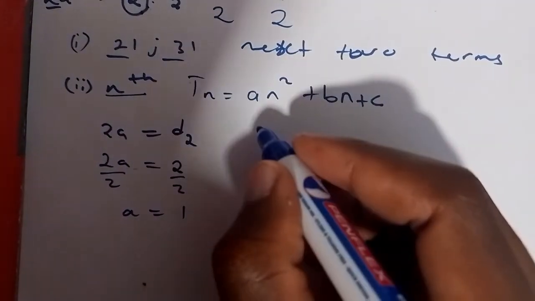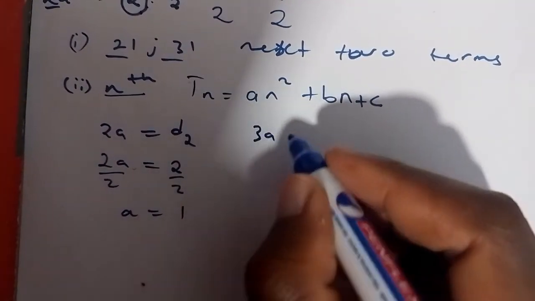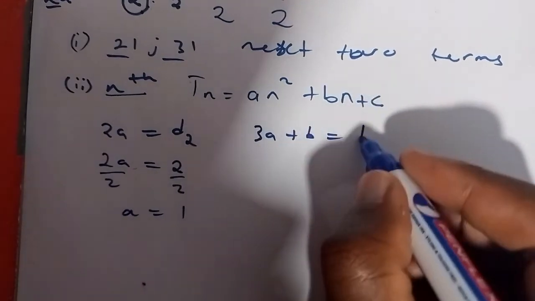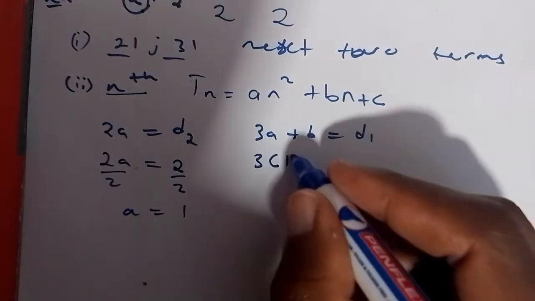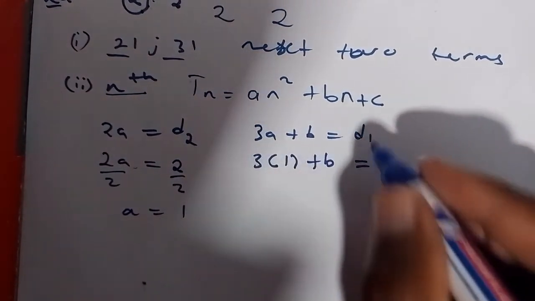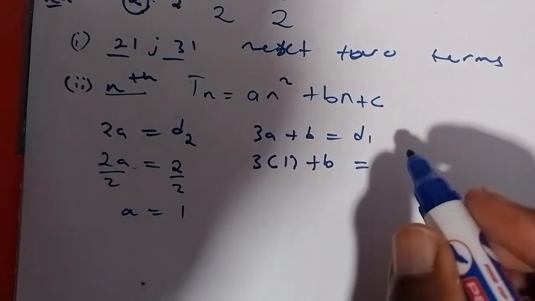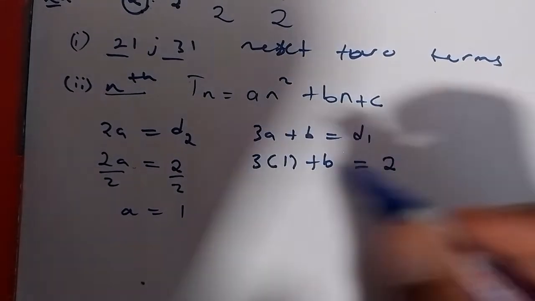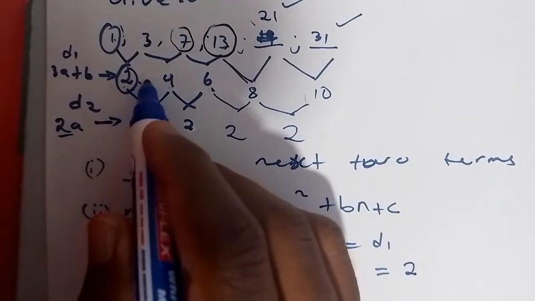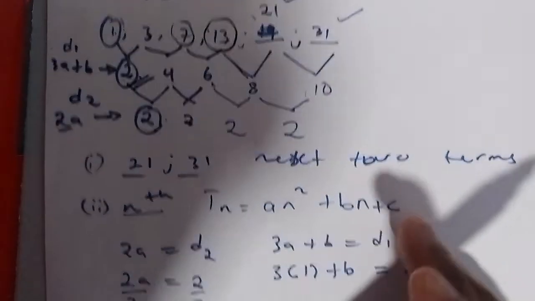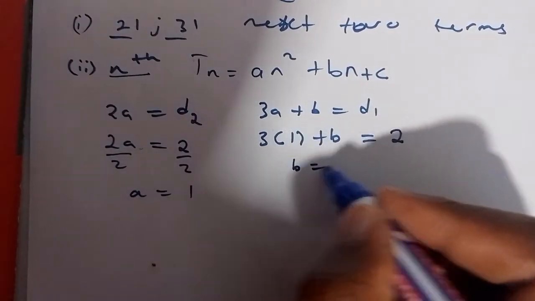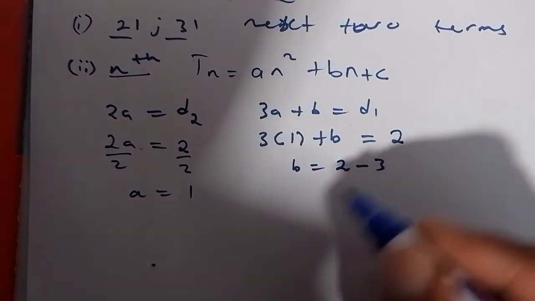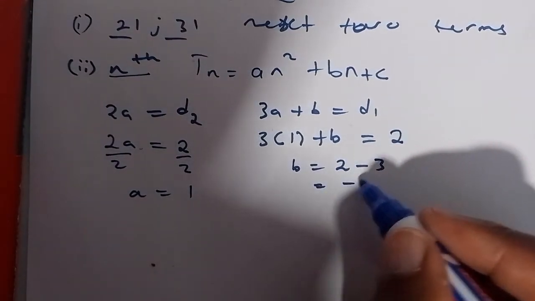Remember, if we have the value of A, we can just say 3A plus B equals D1. 3 into 1, this is the value of A, plus B is equal to, what is that? There is a 2. Because I'm taking which one? This one. Right? And then I'm going to say 3 plus B is equal to 2, so B is equal to 2 minus 3. This will just give me negative 1.